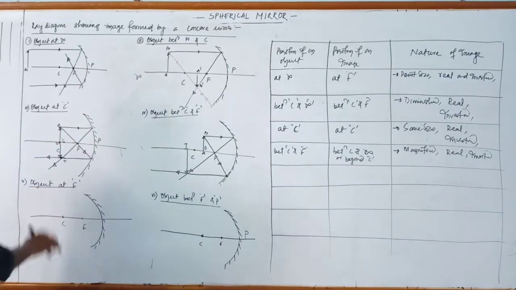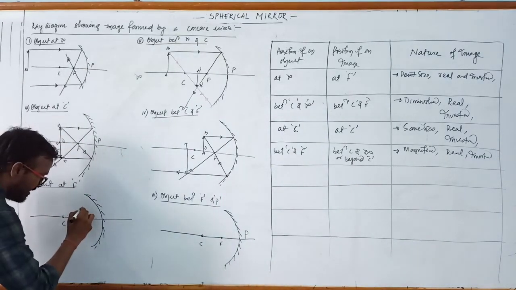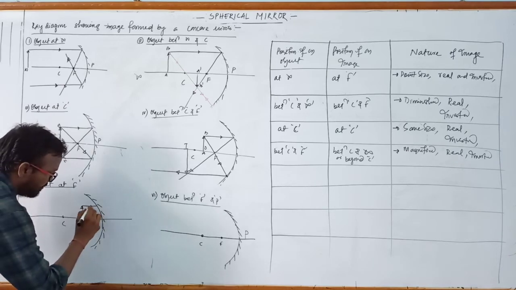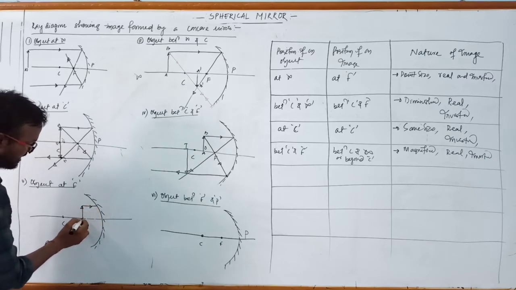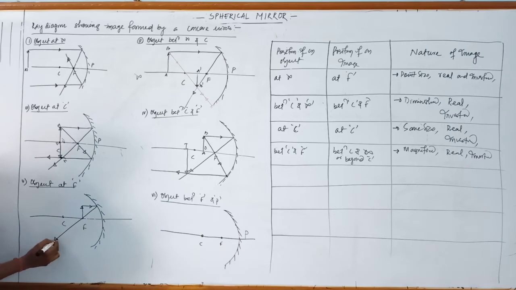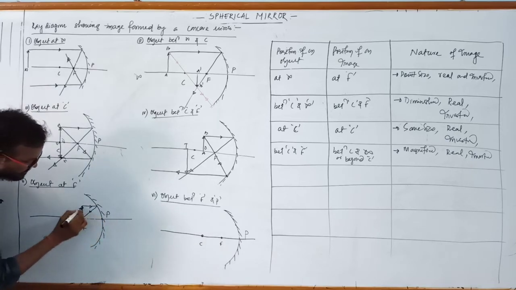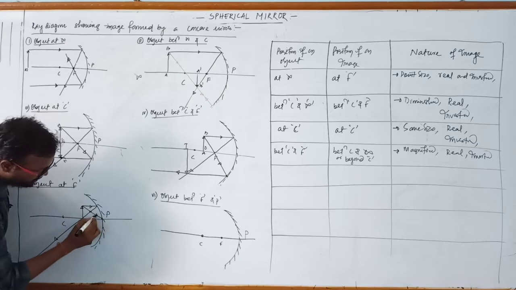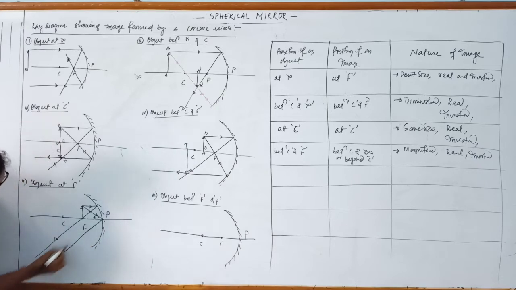Clear? Next, when the object is at F, if we place an object at F here, then the ray which is parallel to the principal axis, after incidence the reflected ray passes through the focus point like this. This is the focus point. This is the reflected ray in this direction. Clear? Again, if we take the pole point, if we incident a ray at point pole, then this angle is theta, and it reflects back with the same angle. This angle theta, this angle also theta.